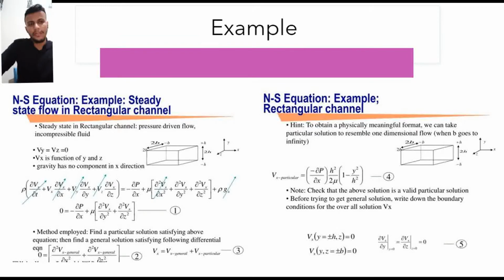You can say Vy equals Vz equals 0. And also you have to find, this is the first point. The second one, you have to find Vx, the integration over y and z. And gravity has no component in the x direction. And if you focus, it's so easy. And we will also explain the notes.